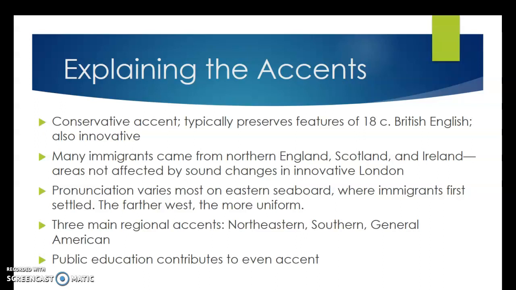Dialectologists typically divide American speech into three main regional accents, although there may be upwards of 9 distinct accents depending on which linguist you read. The three main accents are Northeastern, Southern, and General American.